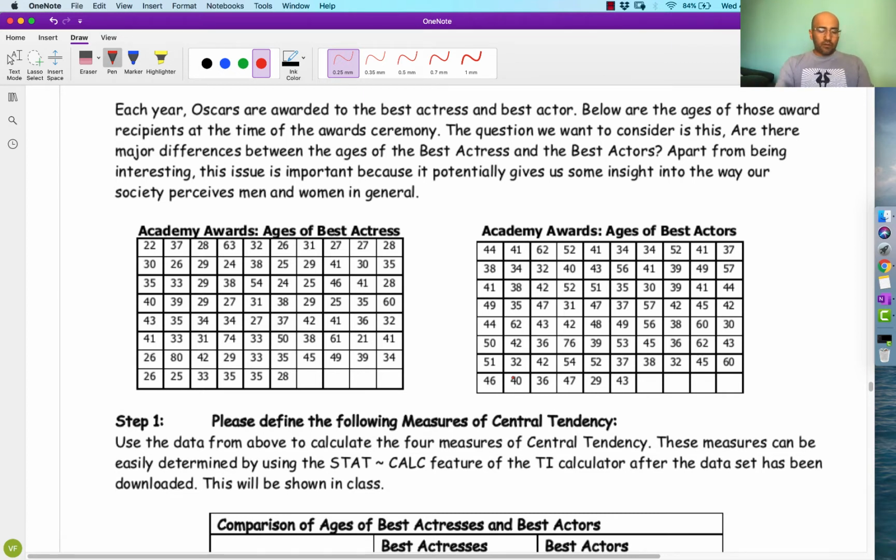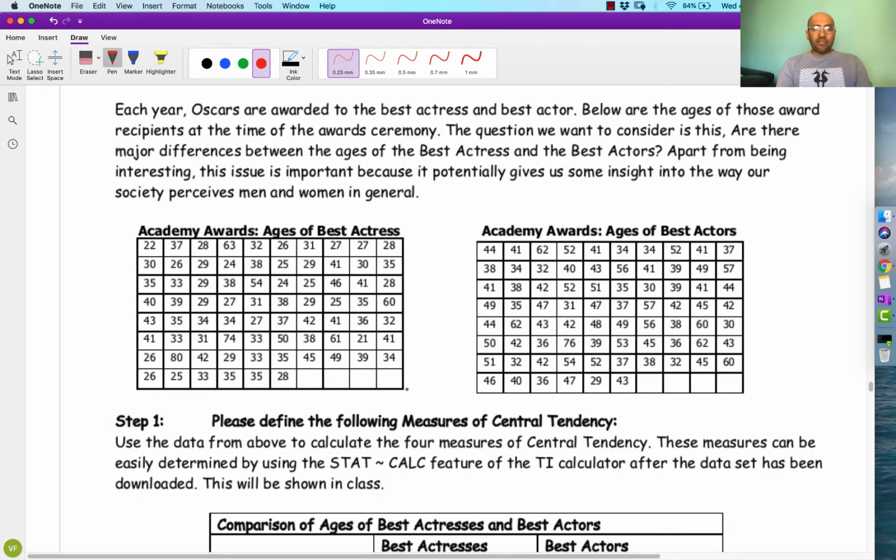Okay, so here are the ages of the best actress winner for various years. The first one recorded, whoever this was, was 22 years old when she received her Academy Award for Best Actress. The next one was 37, then 28, then 63, then 32, and so on. Whereas for men, the first one recorded here is 44. Somebody was 44 years of age when they got their Best Actor Award. Then the next year, somebody was 41. Next year, someone was 62, and so on and so forth, right?